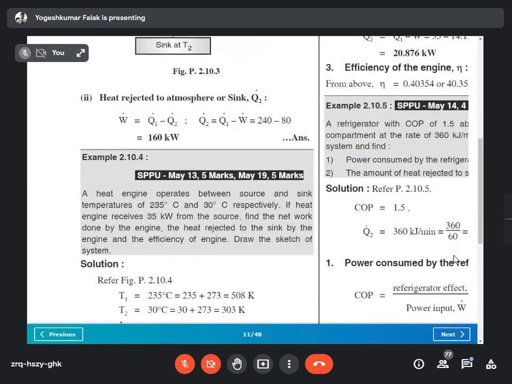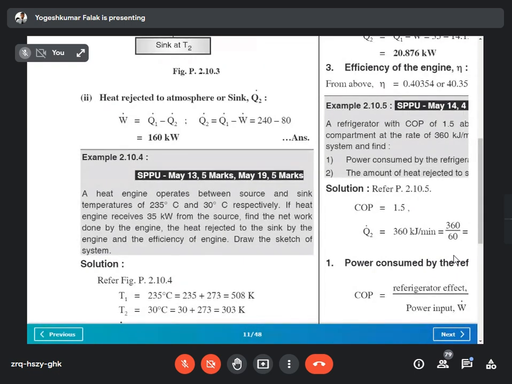Find the net work done by the engine. Net work done, what is our formula? Work done is equal to Q1 minus Q2. To get this value, we require Q1 and Q2. The heat rejected to the sink means the value of Q2, and the efficiency of the engine. You know how to calculate the thermal efficiency of the heat engine. You have written this formula in the sketch of the system. It's a request to all of you, kindly write these formulas and this numerical in your notebook. Once you write this numerical, let me know.